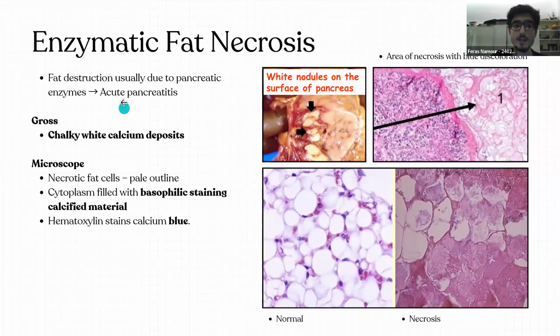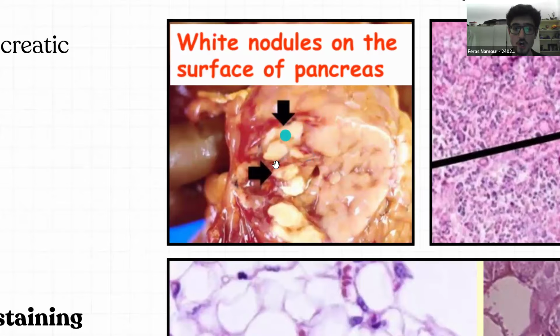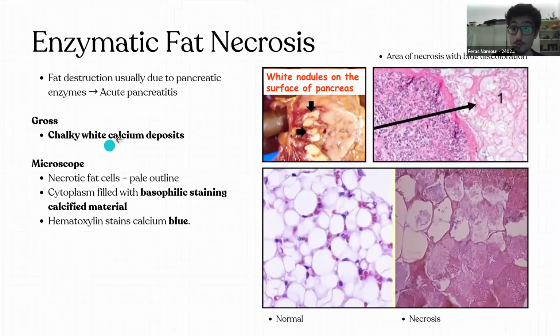Now, it usually happens due to pancreatic enzymes. Let's say you have trauma and the pancreas is damaged, it releases enzymes, or maybe acute pancreatitis, which also causes release of enzymes. And when you look at it grossly, you're going to have this white, chalk-like appearance. That's what they like to call it. That's a key word. Please remember that for pathology questions.